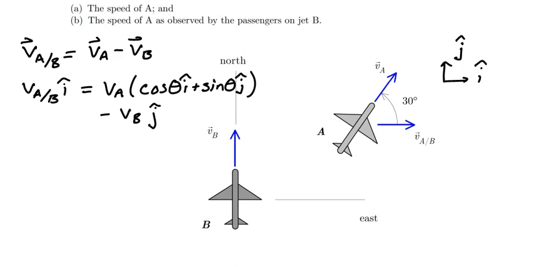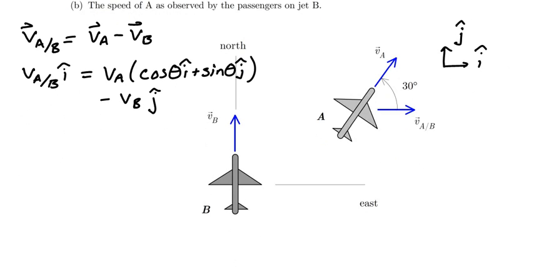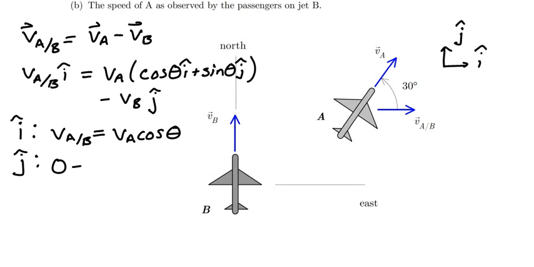Now we want to keep in mind at this juncture that a single vector equation in a two-dimensional problem is actually two scalar equations, so I can break up the i and j components. If I look at the i component, I have that v of A with respect to B, that is the speed of A as observed by a passenger on jet B, is going to equal the speed of A times the cosine of the angle theta. And if I look at the j component of this equation, I'm going to have that 0 is equal to the speed of A times the sine of the angle theta minus VB.